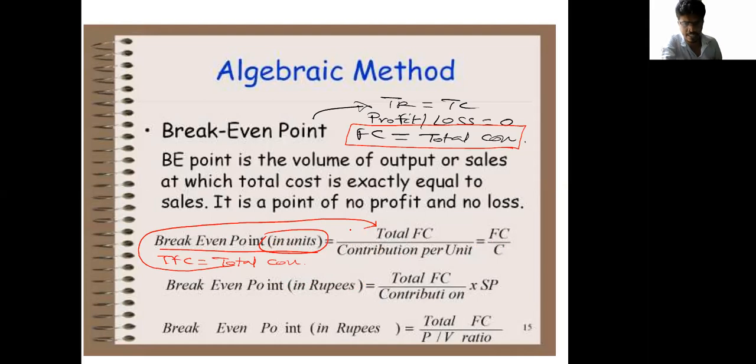Okay, then break-even point in rupees can be calculated. Now we can get the units, we can change that to rupees. How? Break-even point units multiplied by selling price per unit.